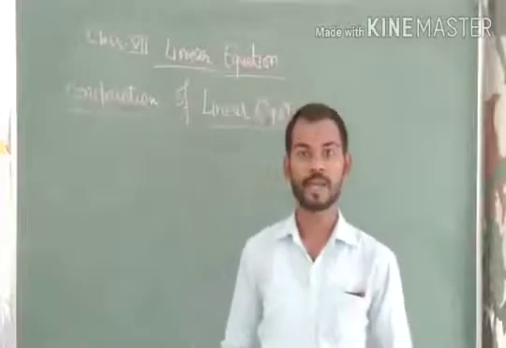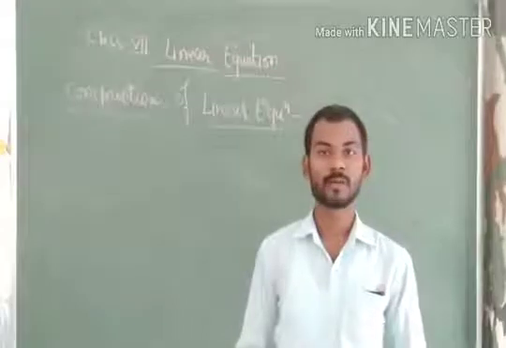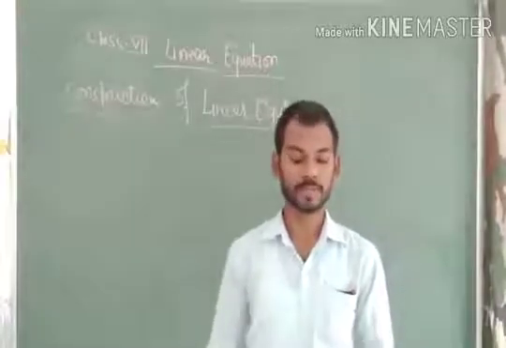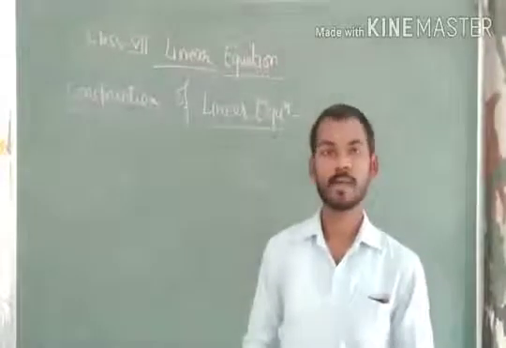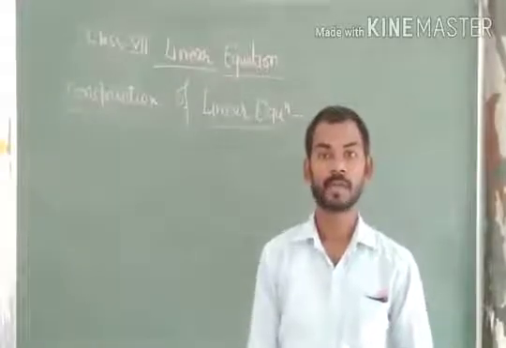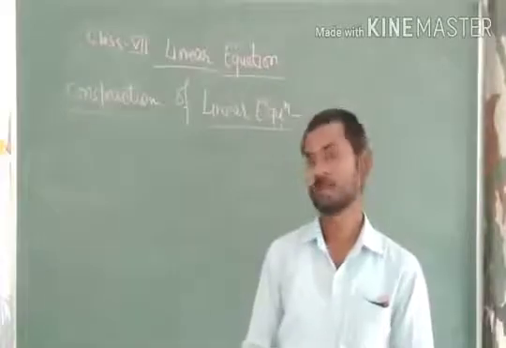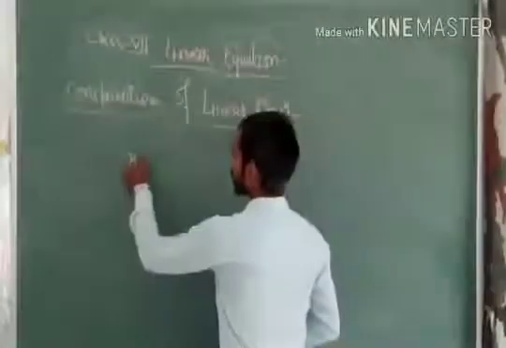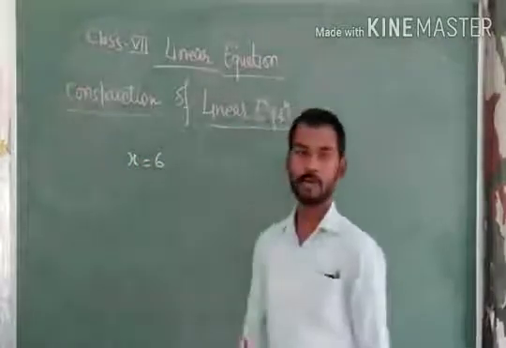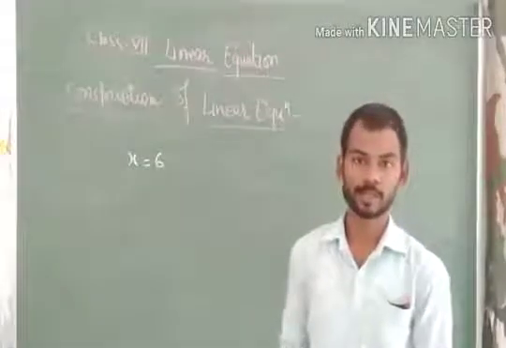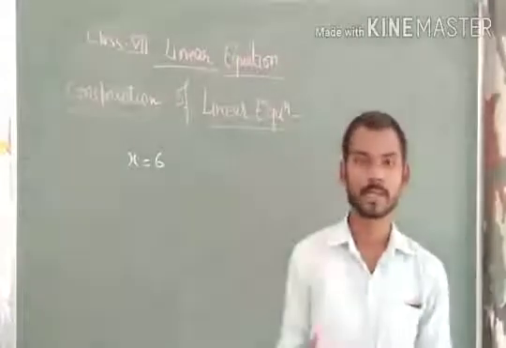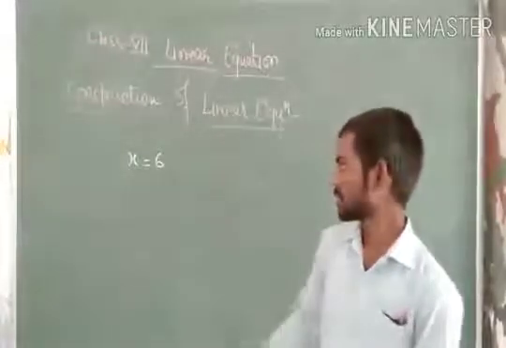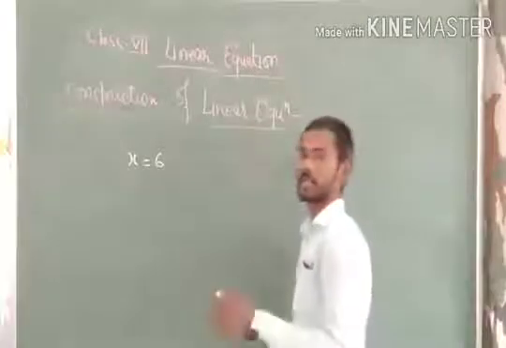In the last videos we have discussed various methods to solve linear equations in one variable, and also we solved many types of questions. Now let us start the construction of a linear equation from a given value of the variable. Just suppose that the value of some variable is given. If I write x is equal to 6, this is the solution of a linear equation. Here we don't know that linear equation, so we have to form it. So let's see how we will form a linear equation.